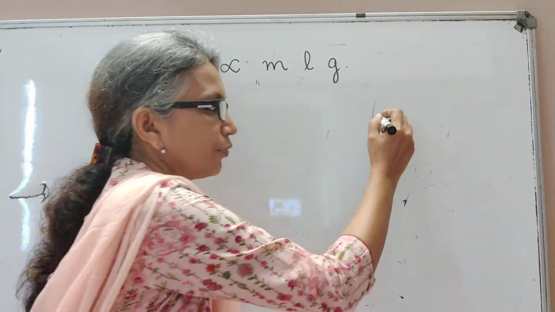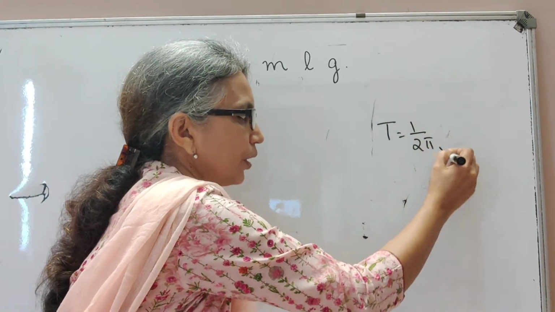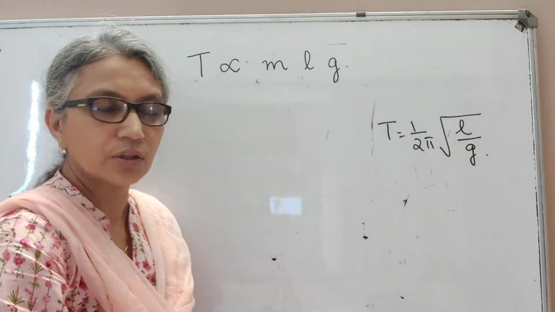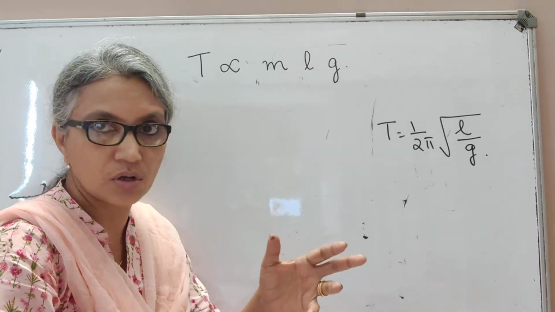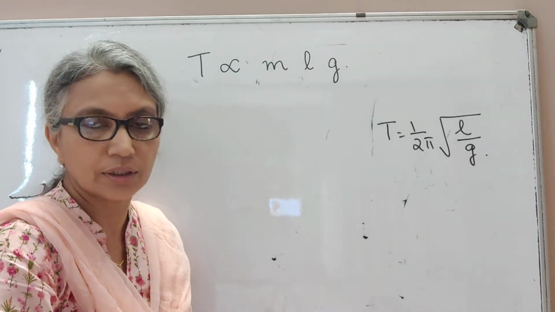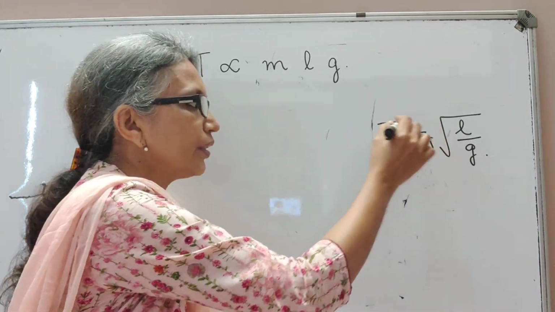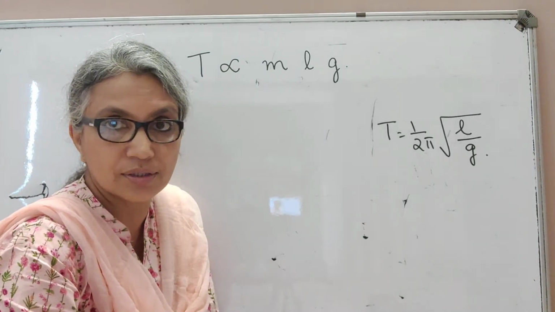Now the actual formula we're going to finally derive is 1 by 2 pi root of L by g. This is what we're going to get. You'll be learning this in the last but one chapter of your textbook, oscillations. If you look into your textbook, you'll see this formula. Now this 1 by 2 pi is a constant. Using dimensional analysis, we cannot find the constant.